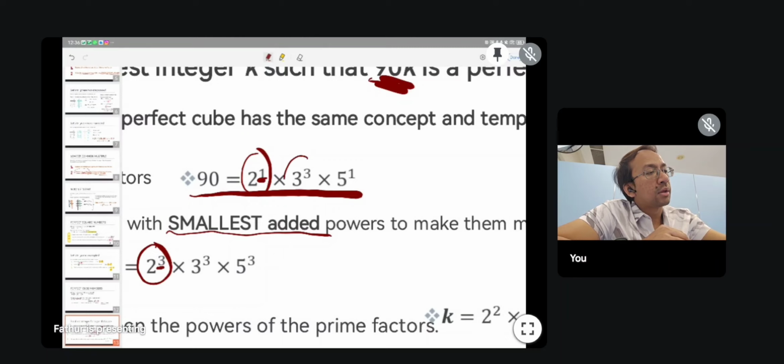And then I look at the number 3. This number 3, the power is already a multiple of 3. So I don't add anything. And then I look at this 5. The power is 1. How do I make it power of 3?